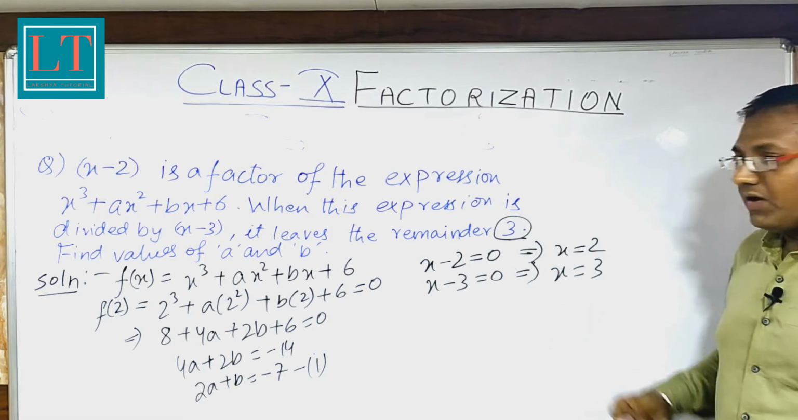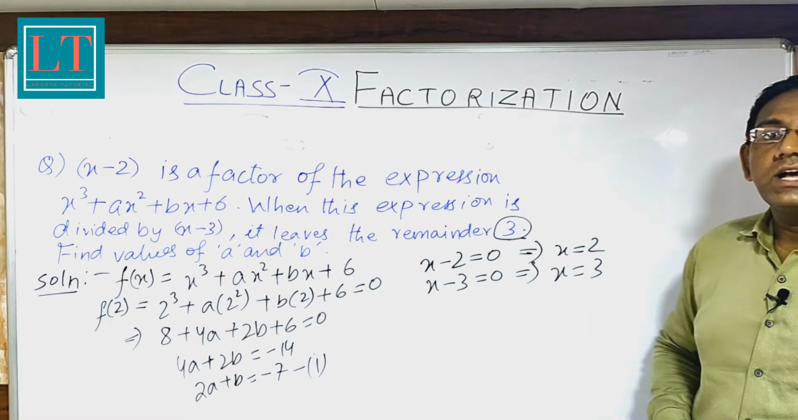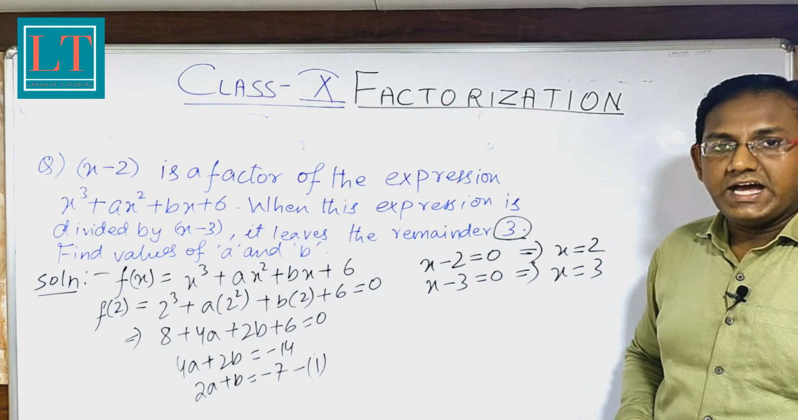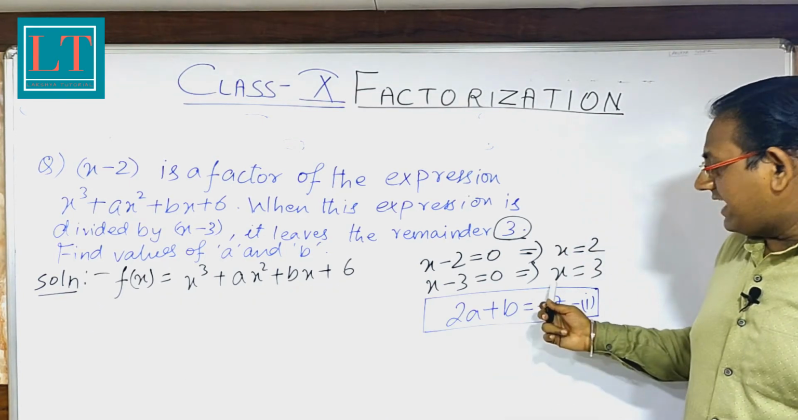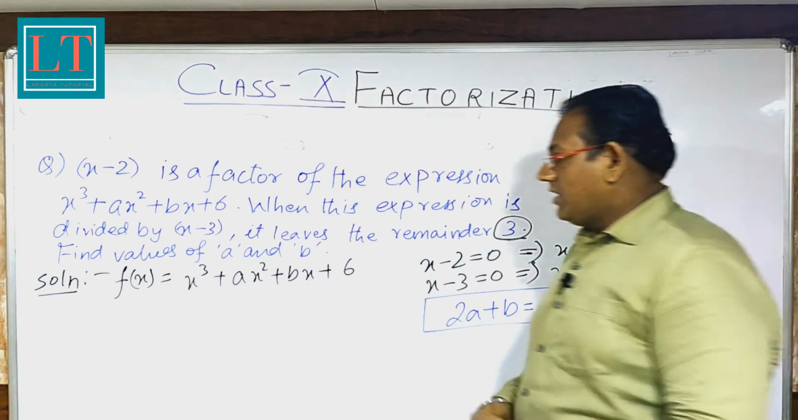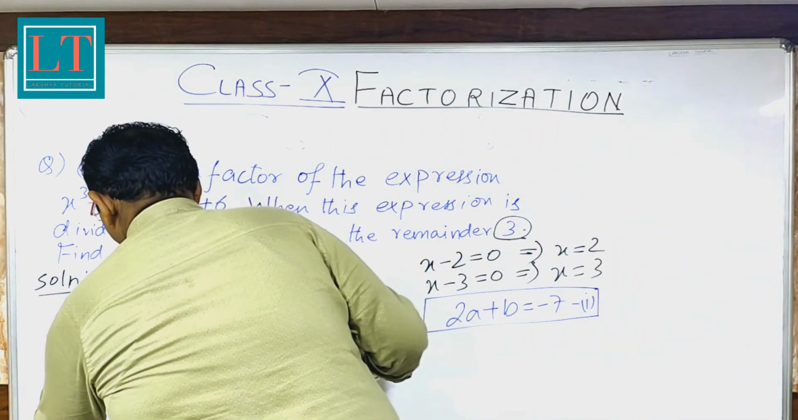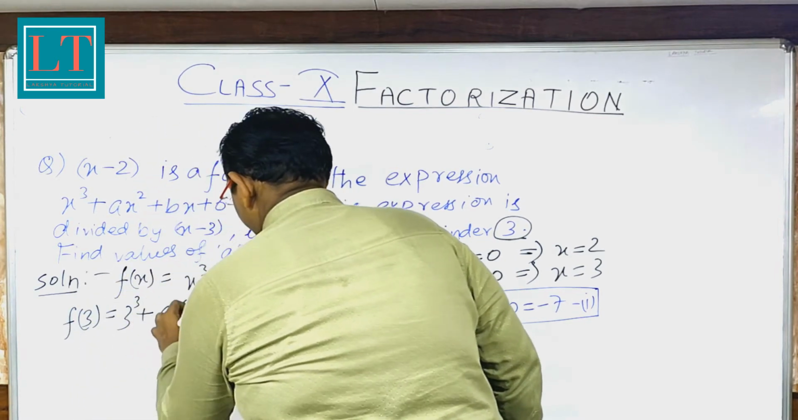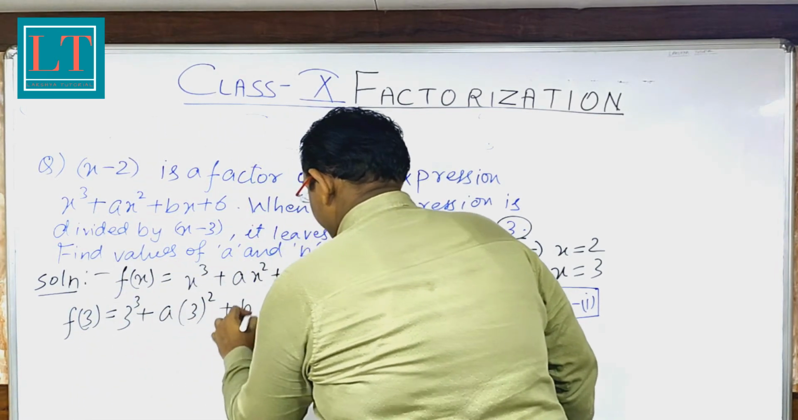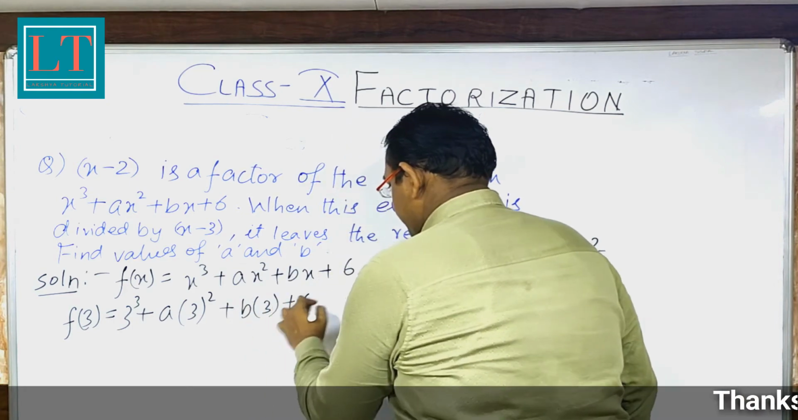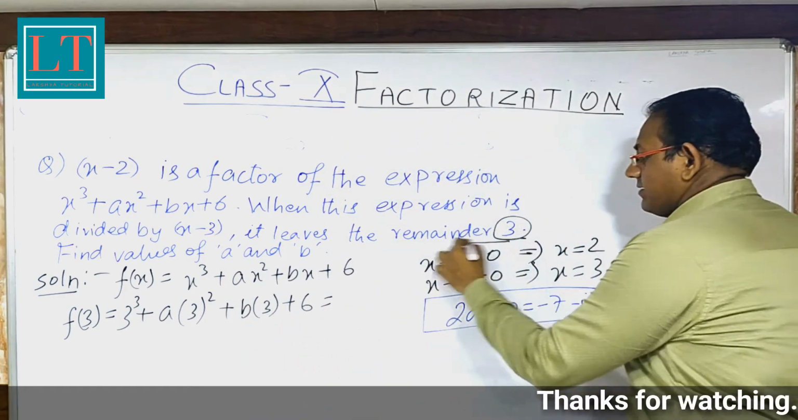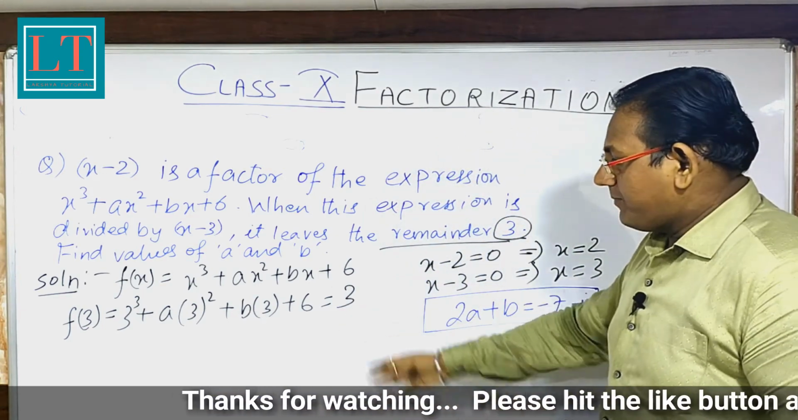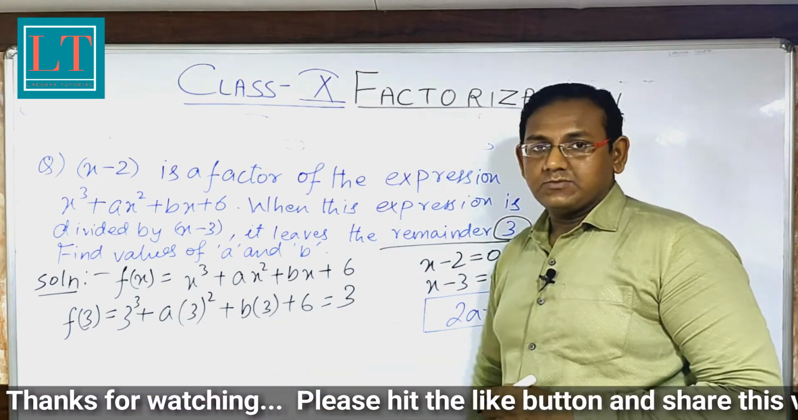Let us put the value of x as 3. Whatever we get, we will consider to be equation number 2. So let us do that. Now let us put the value of x as 3 in this given expression. f(3) would be 3 cube plus a into 3 square plus b into 3 plus 6, and since it is given that it leaves the remainder 3, we write 3 over here. That means we are comparing 3 with this given expression.